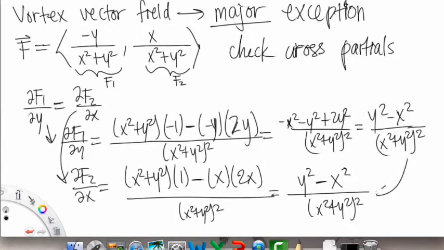So as you can see, it fulfills the cross partials condition. So yes, fulfilled. So that's good. As of now, it looks like it's conservative, okay? But let's look at a line integral where we apply the vortex vector field.